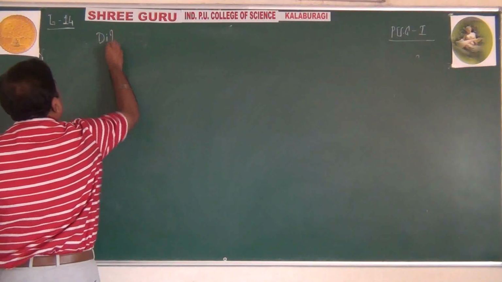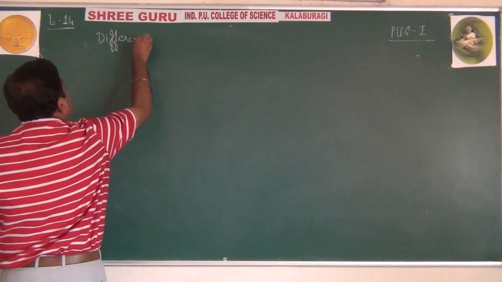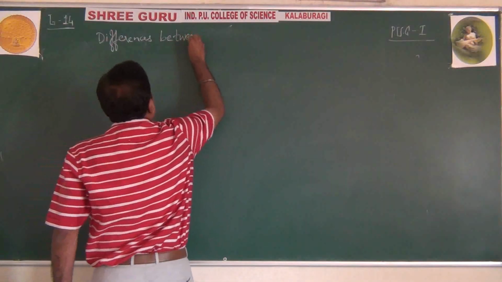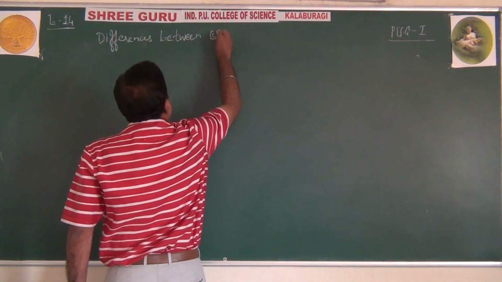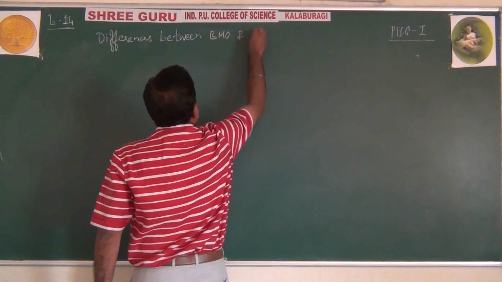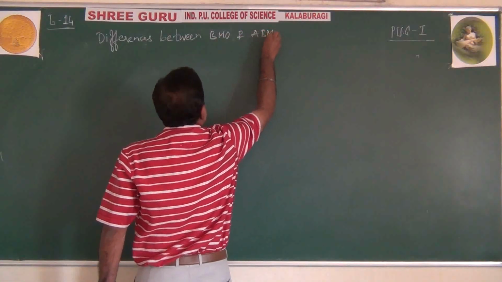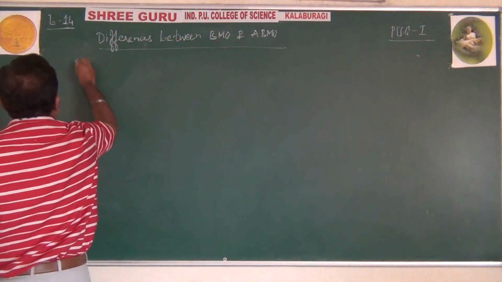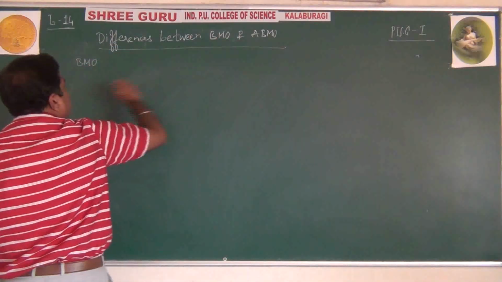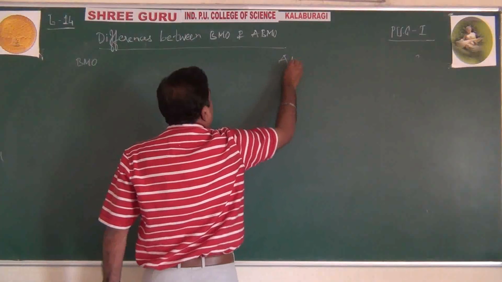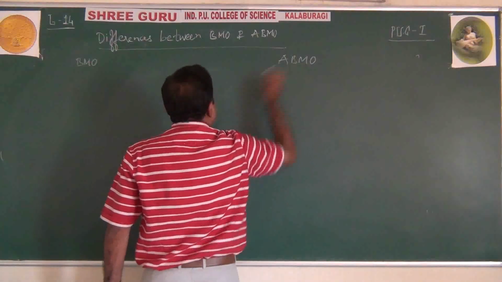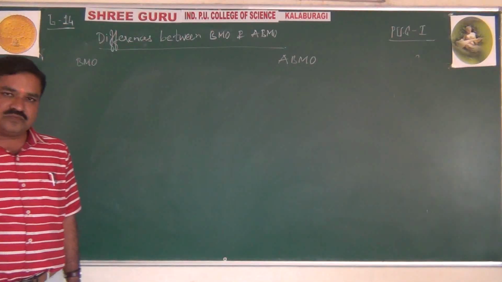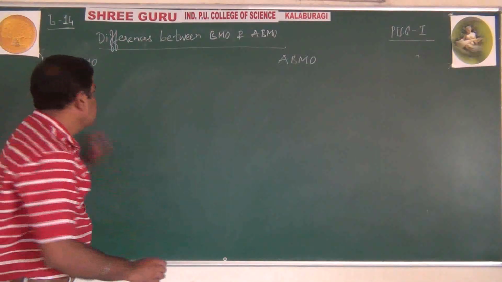Differences between BMO (bonding molecular orbitals) and ABMO (anti-bonding molecular orbitals). That's our form. On one side I will write BMO, bonding molecular orbitals, and on the other side ABMO, anti-bonding molecular orbitals. Okay. First one, definition. What is the definition?